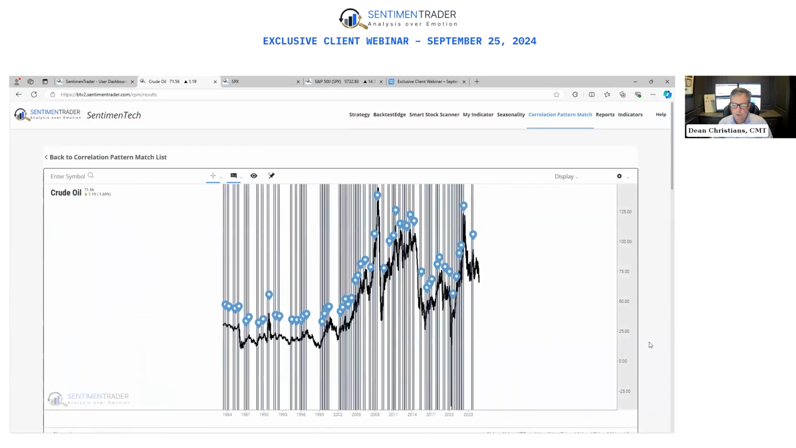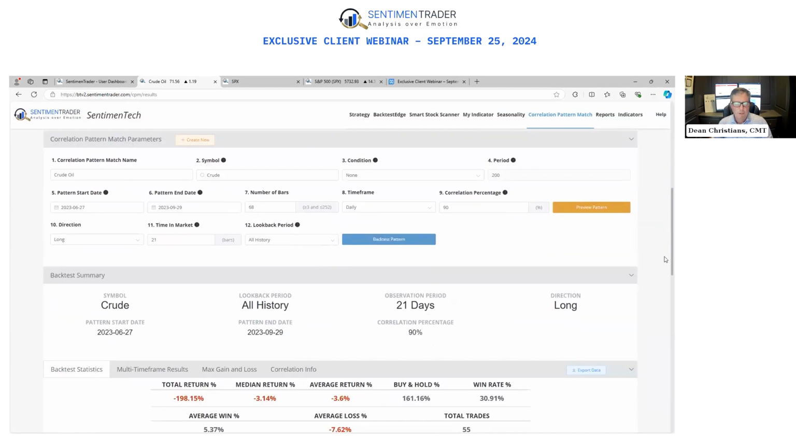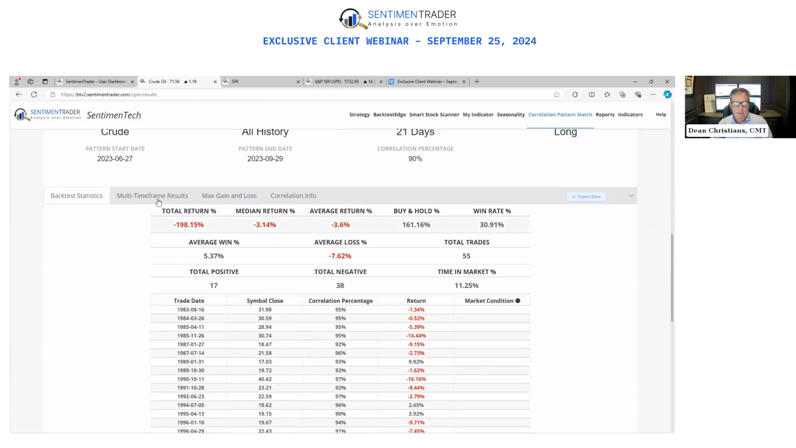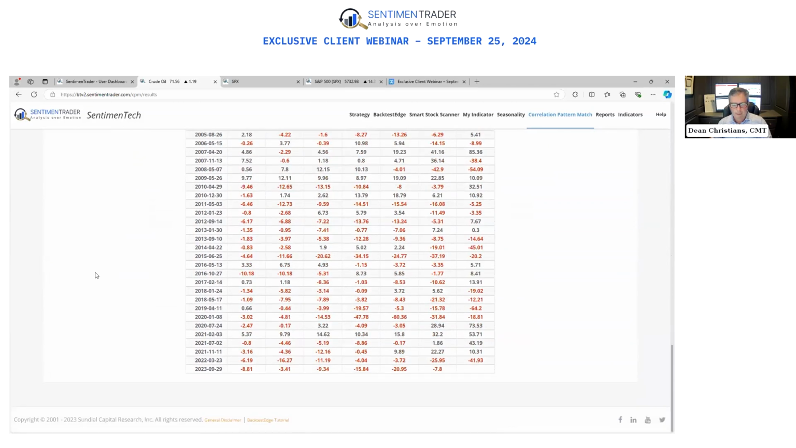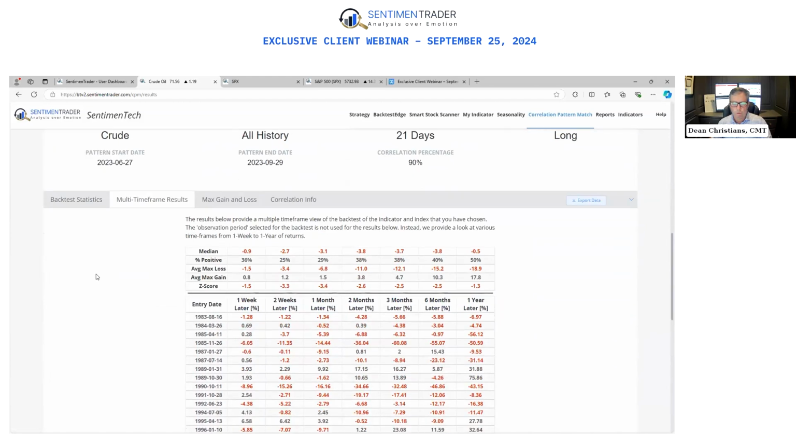And again, this is very easy to set up. You can come down here, you've got your start date, you've got your end date, or if you want to use the number of bars, you can do that. For this example, I looked at crude oil's pattern between June of 23 and September of 23, and see what's happened. And we can see, oh, wow, look at this. Anytime crude oil has had this multi-month run like it experienced over that time frame, there's a good chance you do not want to own crude oil.